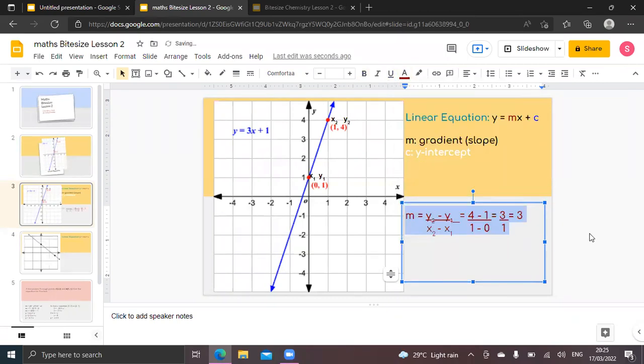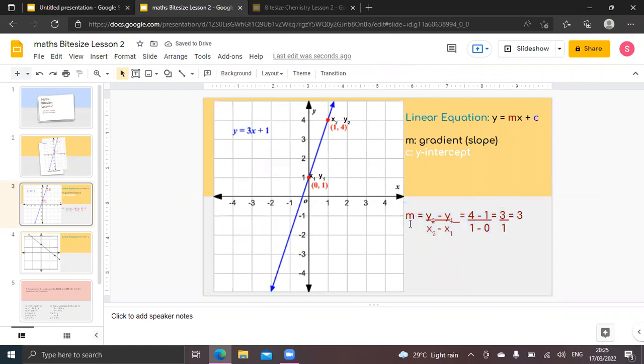Voila, we got this, yeah? So I will explain. The formula, write it down: m equals y2 minus y1 divided by x2 minus x1. So that is actually your formula. That's why when I decided to label my points, I already know where my x2 is, where my x1 is, where y2 is, where y1 is. So what you need to do is just substitute.